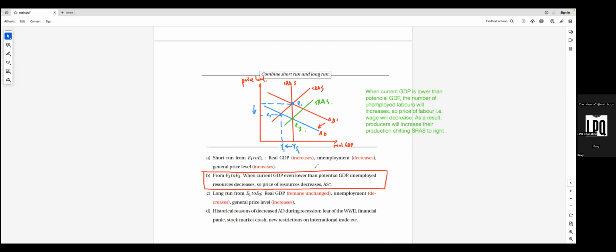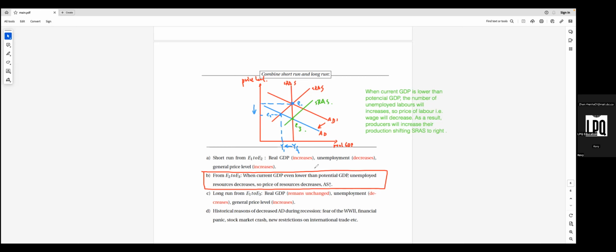So once again, the most important thing we learn from these two questions is how we can analyze how to normalize the GDP. When the current GDP is higher than the potential GDP, you need to remember and understand that finally the higher level GDP will go back to the potential level, the normal level.